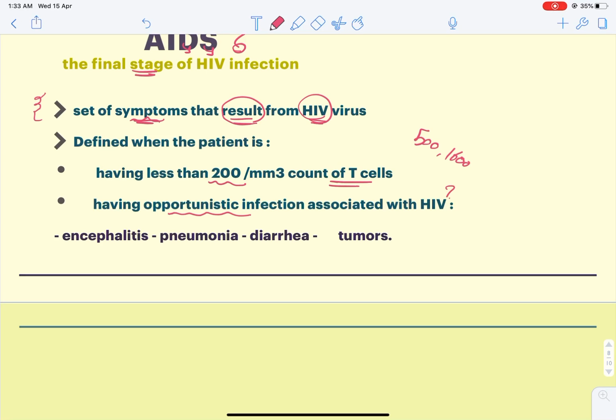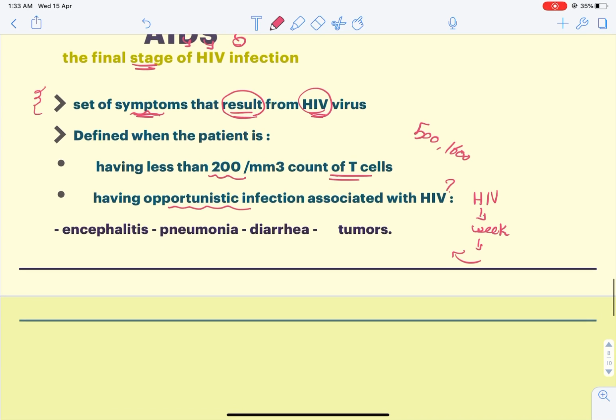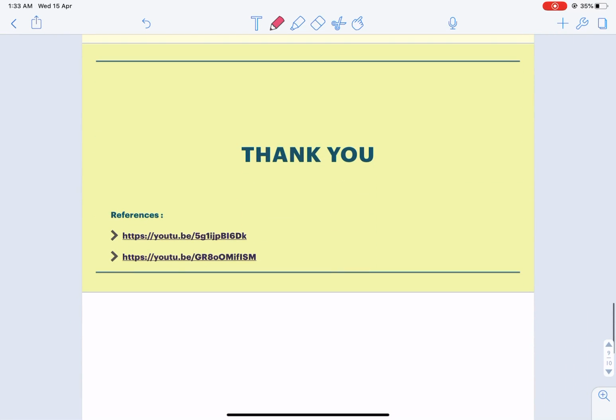And why does this happen? Because when you get an HIV infection, your immune system becomes weak and you are more exposed to any infection, such as infection of the brain, which is encephalitis, infection of the respiratory system such as pneumonia, or infection of the intestine by parasites that will cause diarrhea, or even tumors. I hope it was simple and helpful, and thank you.